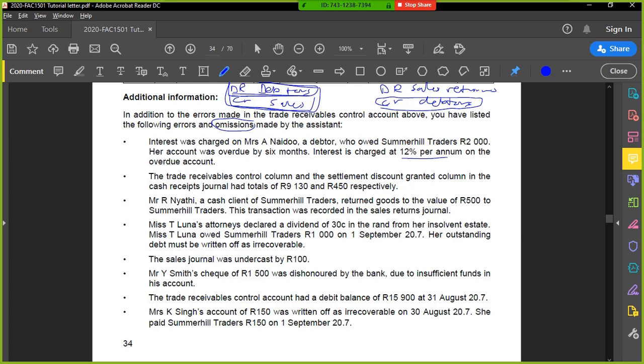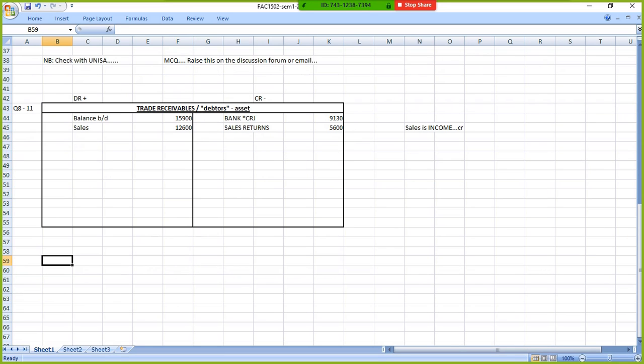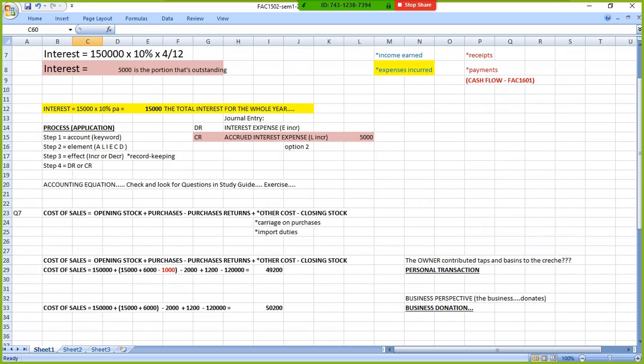Give me the working. Not sure. No, that's the formula. What's the working? What's the debit and credit? When interest is charged to a debtor's account, what are you going to do? Let's follow the approach. Give me the key words. Interest is charged to Mrs. Naidu's account. She's the debtor. What's the key word? Debtors.